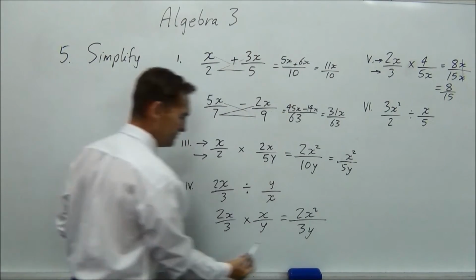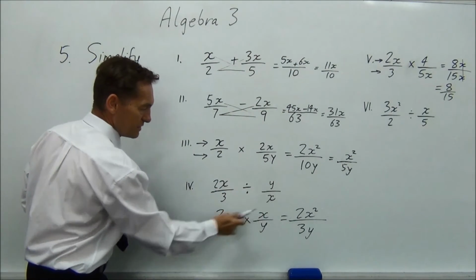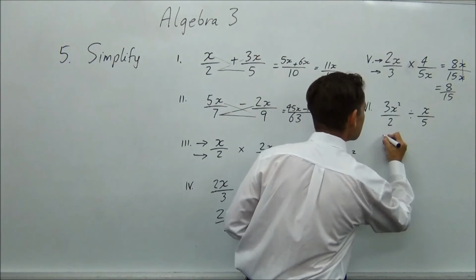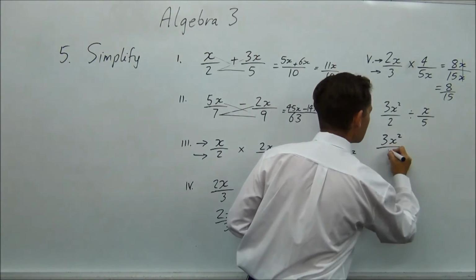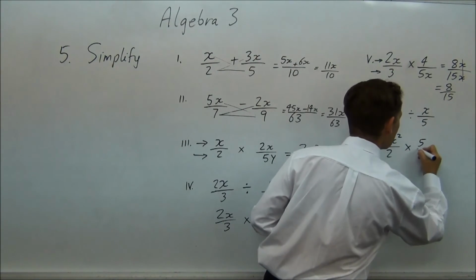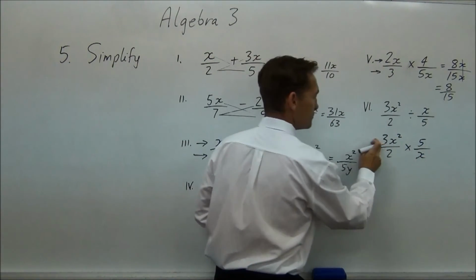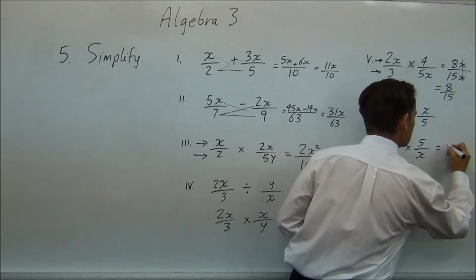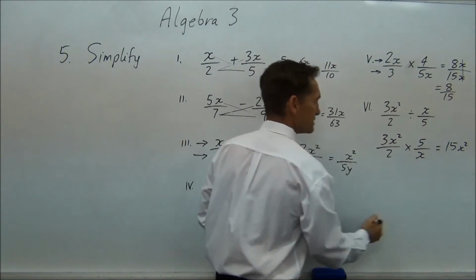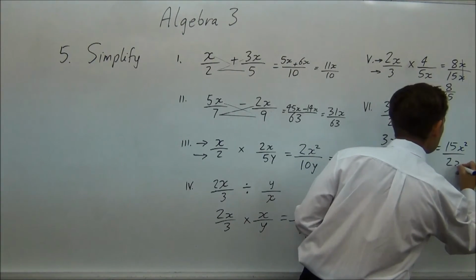Division, again, what do we do with division? We flip the second one and multiply straight across. So we're going to do the same there. So we're going to get 3x squared on 2 multiplied by, let's flip that and get 5 over x. 3 times 5 is 15, x squared. 2 times x is 2x.